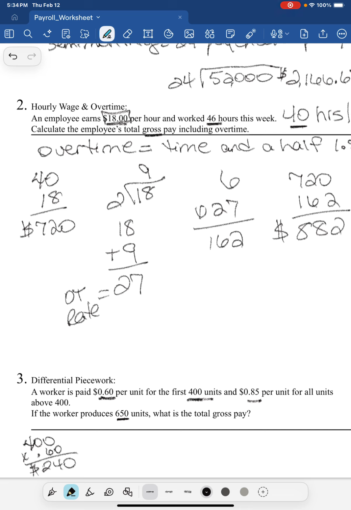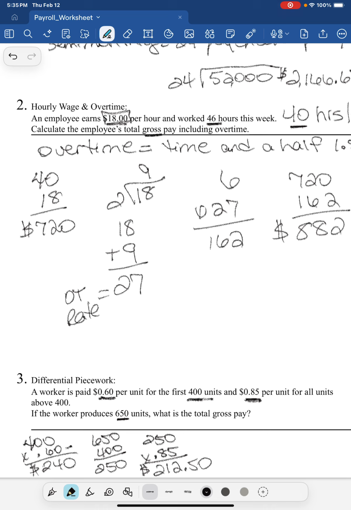Now, everything over that, they're going to make 85 cents. So we see we have 650 made, and 400 are at the 60-cent rate. So we're going to have 250 at the 85-cent rate. So we have 250 units times 85 cents. And we see that that amount is $212.50.